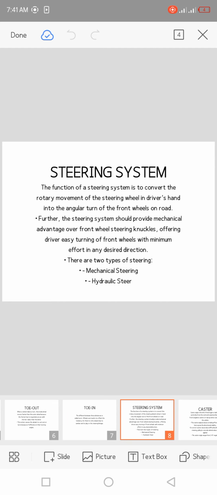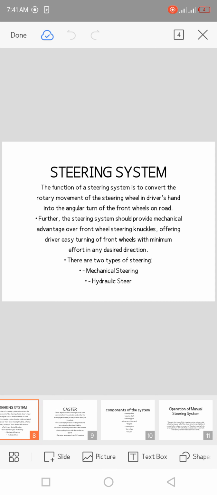The steering system. The function of the system is to convert the rotary movement of the steering wheel by the driver, and further, the steering system should provide mechanical advantage over the wheel steering knuckles, offering drivers safe, easy turning of the wheels with minimum effort and in the desired direction. The two types of steering are mechanical steering and hydraulic steering.